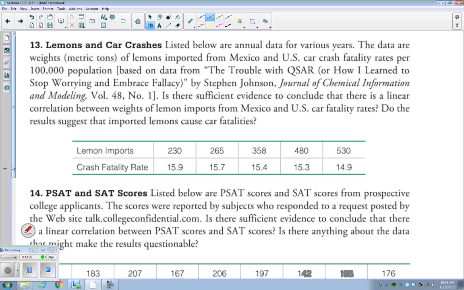First, what have you got to say? How can the import of lemons have any effect on the number of car crashes with fatalities? Okay, seriously? So we can even answer that without doing anything, right? But let's get those calculators out.